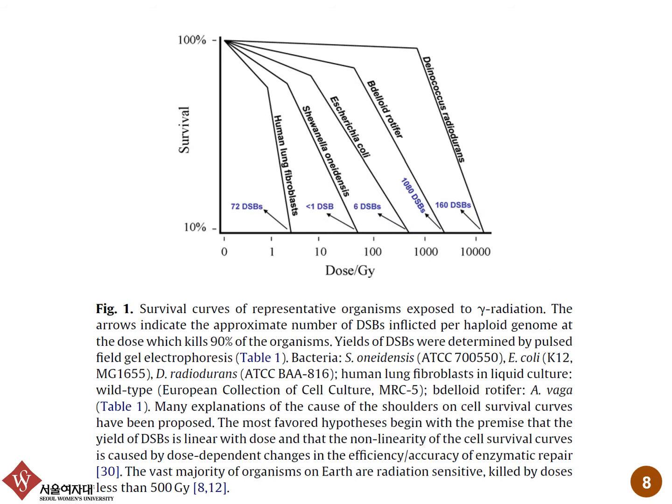And also, Deinococcus can survive for a long time with very low humidity. That means they are very drought resistant. They can survive even with 5% water, and they can survive for more than 2 years. So this slide shows the survival curve comparison of different kinds of organisms.